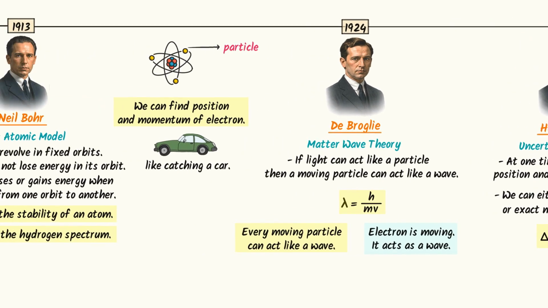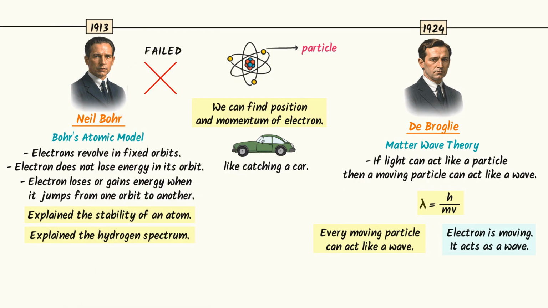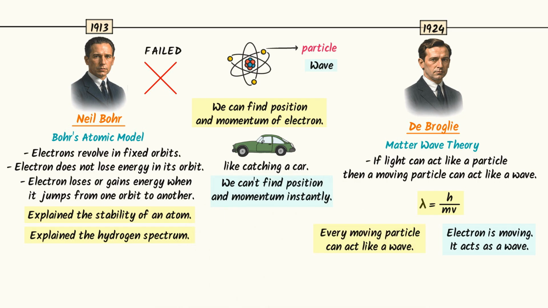Now let me take you back to Bohr's atomic model. Bohr was wrong. According to Bohr Baba, electron is a particle. But de Broglie suggested that electron is not only a particle. It is also a wave. Secondly, Bohr Baba said that we can find position and momentum of electron. But Heisenberg states that we cannot find exact position and exact momentum of electron at one time. So Bohr atomic model had these two problems.